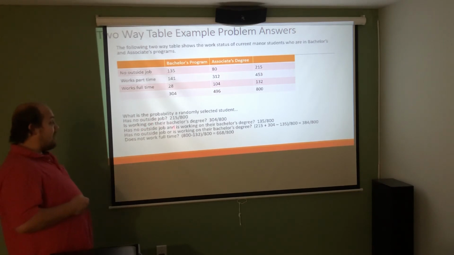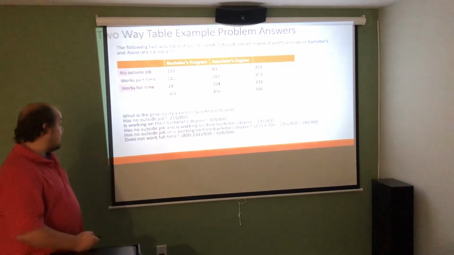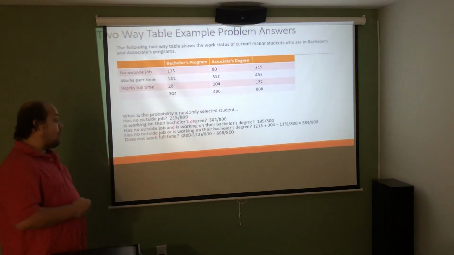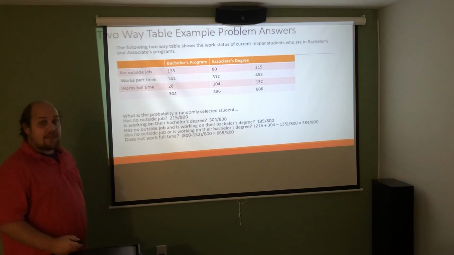Has no outside job and is working on their bachelor's degree needs to fit both things. Here's the bachelor's program, here's no outside job. What fits both things is this single cell, 135 out of the table total, 800. I can use that to figure out has no outside job or is working on their bachelor's degree by adding no outside job, 215, plus working on bachelor's degree, 304, minus the overlap that was counted in both groups, 135. When I combine these 3 numbers, that's how I get 384 out of the table total, 800.